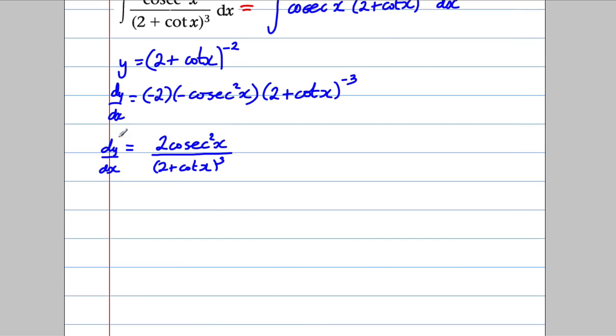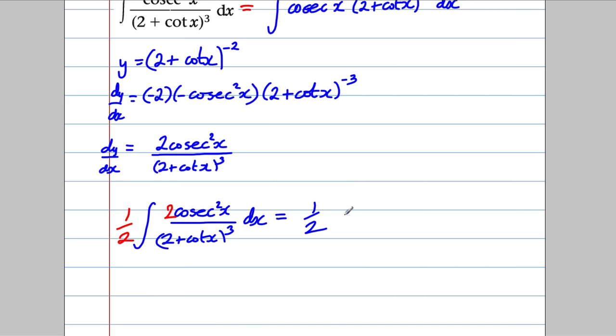So we're trying to integrate cosec squared x over 2 plus cot x cubed. If I stick a 2 in there, so I know the integral of this is that, and I divide by that 2 to undo it, I would get the answer as a half, and this answer here. So a half times 2 plus cot x to the negative 2, plus your constant of integration. Okay, so that's how I would get the next answer.